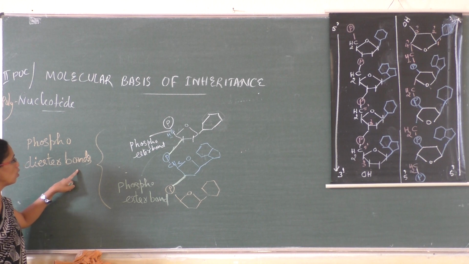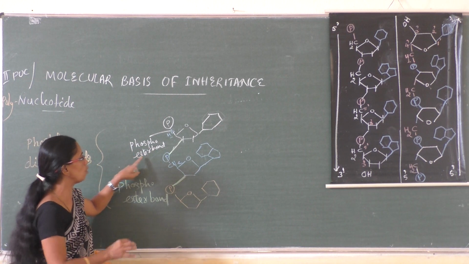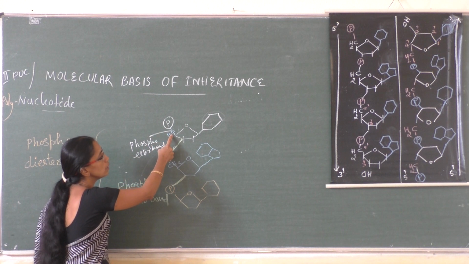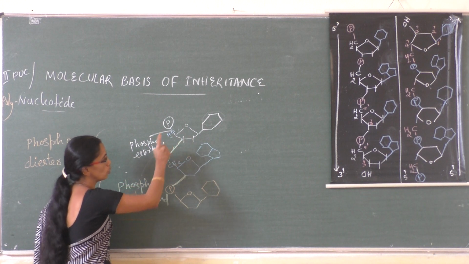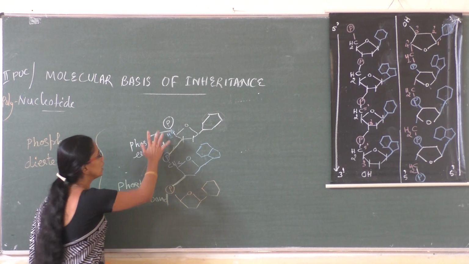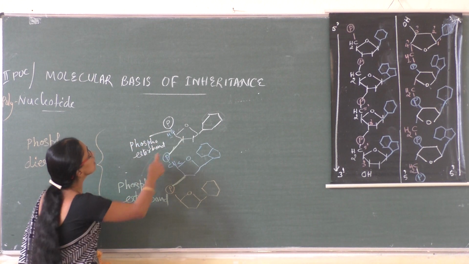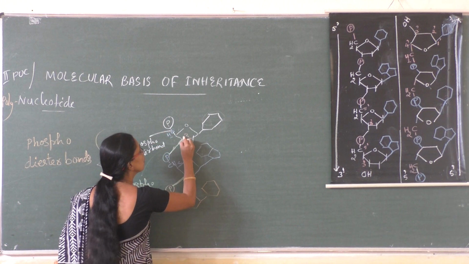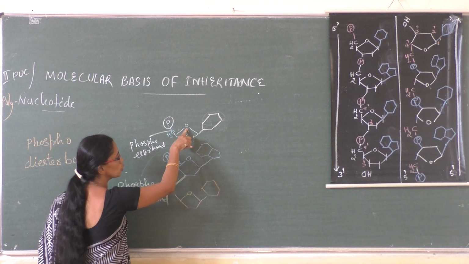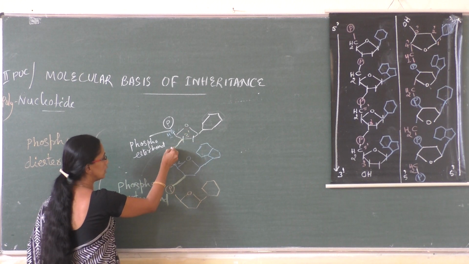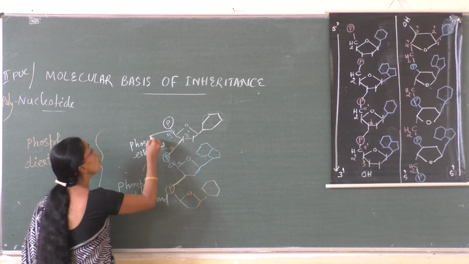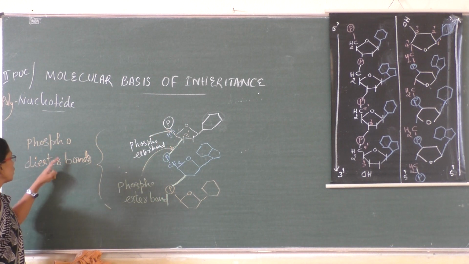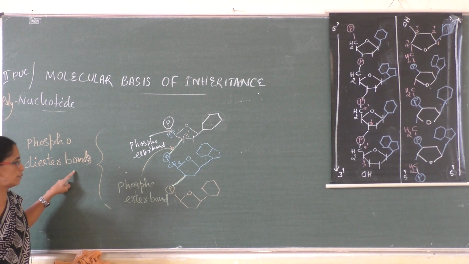What is a phosphodiester bond? Before that, what is a phosphoester bond? The bond which is formed between phosphate and the 5th prime carbon of the deoxyribose sugar is a phosphoester bond. Phosphoester bonds are also formed between the 3 prime carbon of the sugar and the phosphate. This is also a phosphoester bond. Two bonds together make phosphodiester bonds.